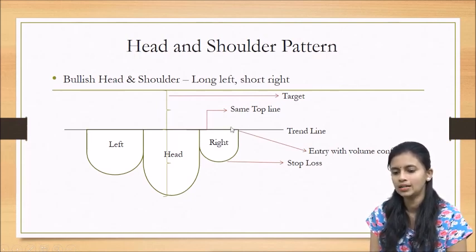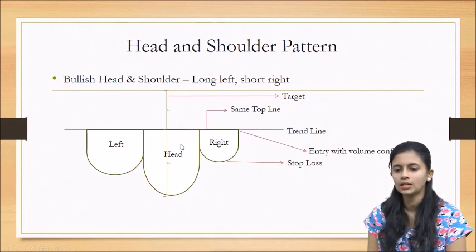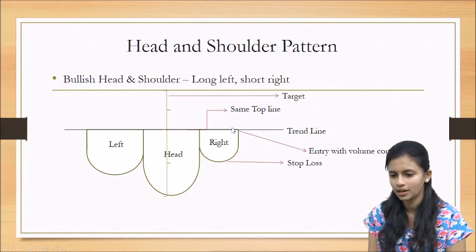work here. Enter with volume confirmation. Stop loss is here, that is the bottom of the right shoulder, and your target will be the size of this head. Okay, this is a normal way of trading, that is if you are not using price action, then this will be your entry point, this will be the stop loss, this will be the target, right?